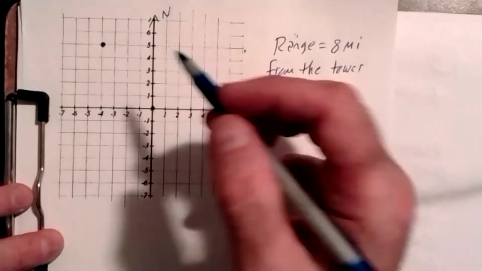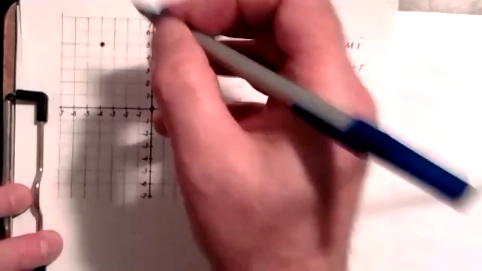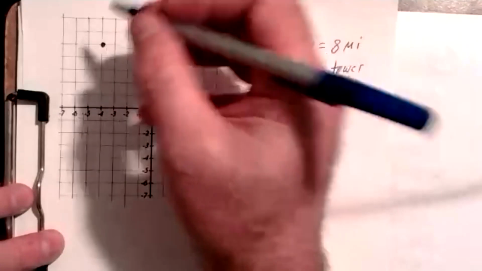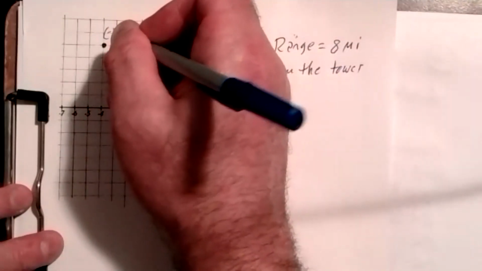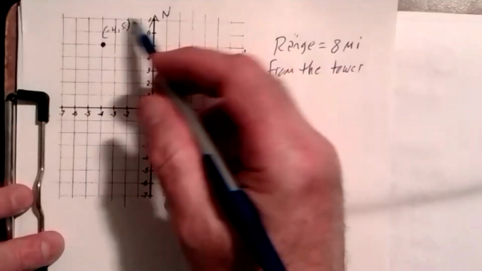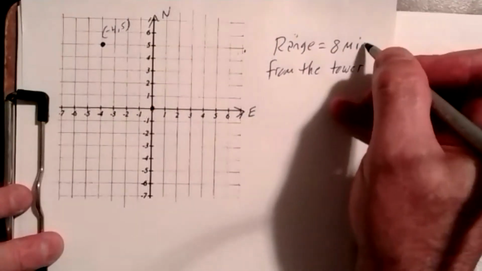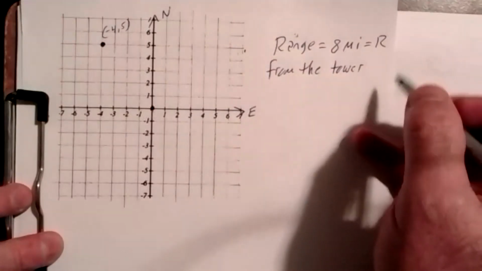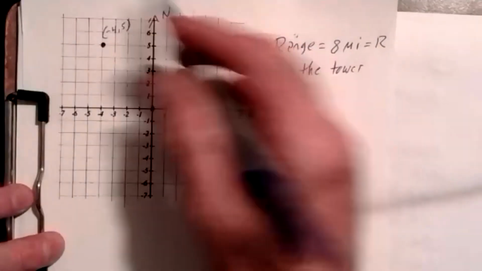What is the center of this cell phone tower? What's the location of this? It's (-4, 5). Let's write the equation of the circle that has a radius of 8. The range is the radius of the circle of the cell phone signal.